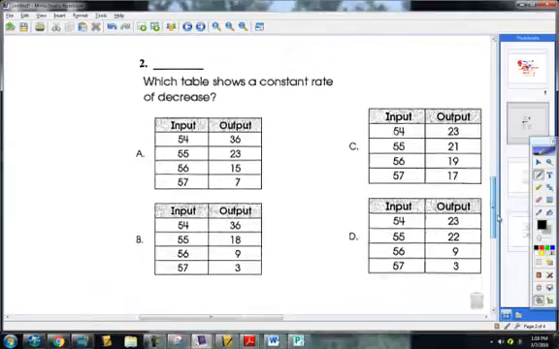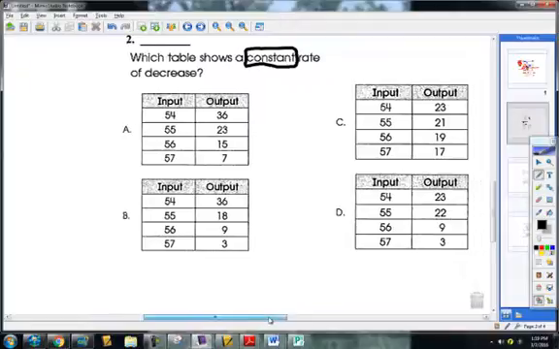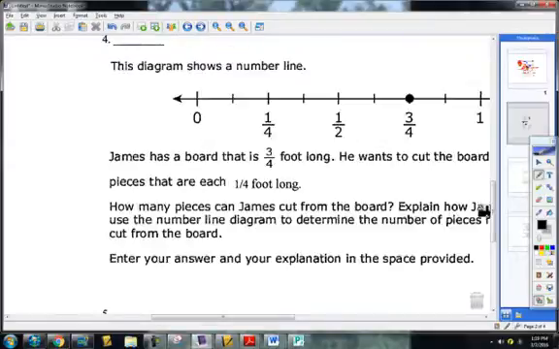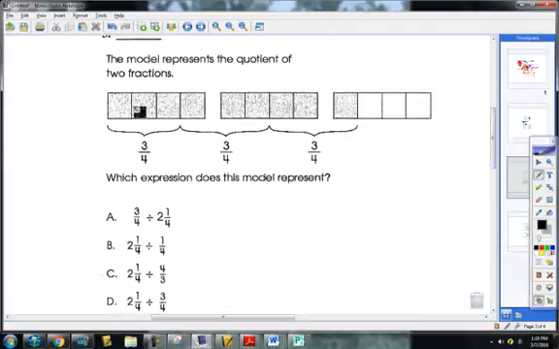All right, down here, again, we want to know which one is showing a constant rate of decrease. So remember, it's all about the output, because that's the number that comes out. It's not about what the number is that's coming in. We want to know what's going on with the output. We just talked about what the word constant means, so that should make sense on which one of these has a constant rate of decrease. Let's go to the next page. Okay, this one is a little bit tricky for some people.